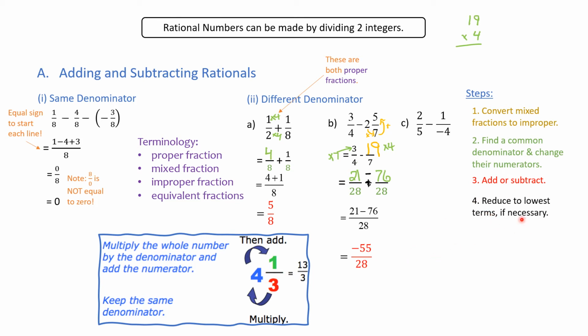Is that in lowest terms? They both have lots of factors, right? I could divide 55 by 5 or by 11. I could divide 28 by 4 or by 7 or by 2. But none of those numbers that I said are common to both. So I can't divide them both by a 2. I can't divide them both by a 7. So this is in lowest terms, and it is a proper fraction. So I can just leave my answer like that.